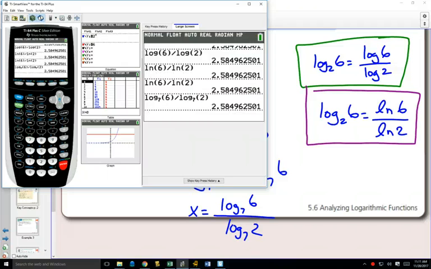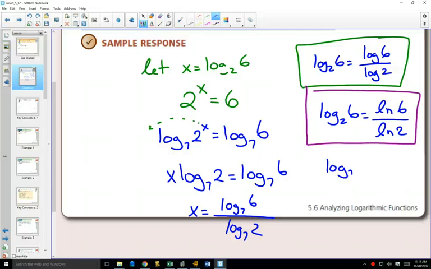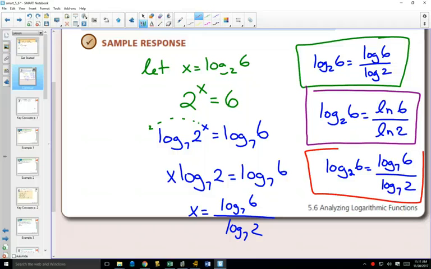So I'm going to write that one off to the side as well. We have log base 2 of 6 is equal to log base 7 of 6 over log base 7 of 2. And I'll put that one in a red box. How many of these do you think we could find?